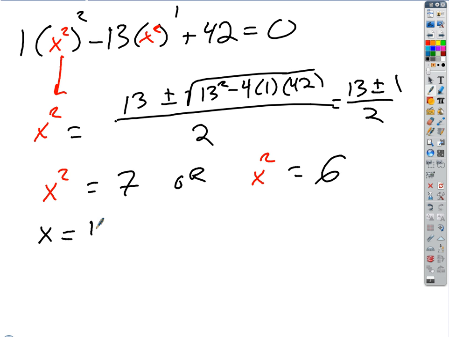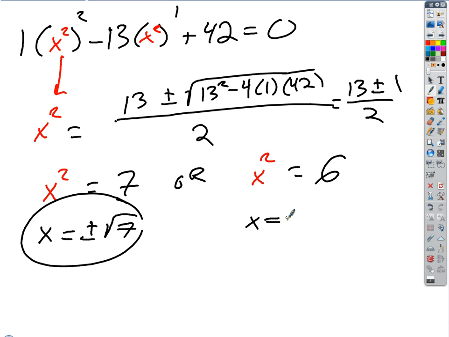Plus or minus square root of 7. There's 2 zeros. And this one's going to give me minus square root of 6. Did I do any factoring? No, I didn't have to, right? All I had to realize is that this is really just a fancy souped up quadratic equation. So I can use the quadratic formula. Okay? That's it?